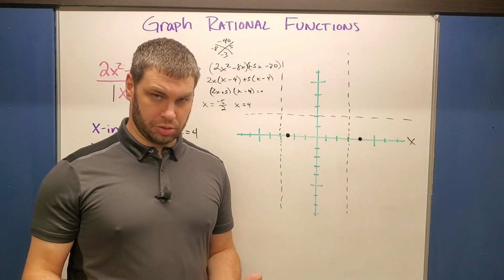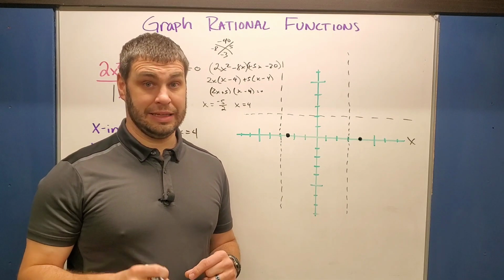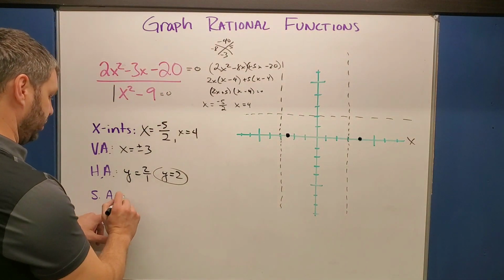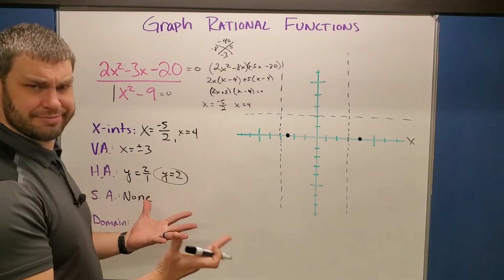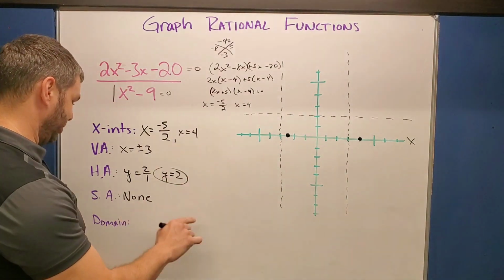Now, if it has a horizontal asymptote, it will not have a slant asymptote. We do have to write something here, so we're just going to write the word none. Don't write 0, because that can mean somewhere on the graph. Just write the word none.